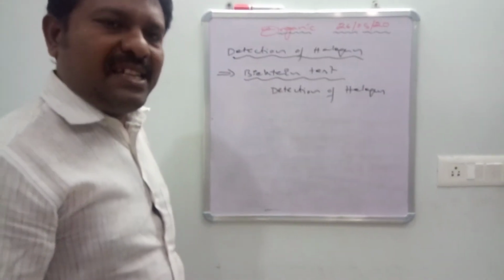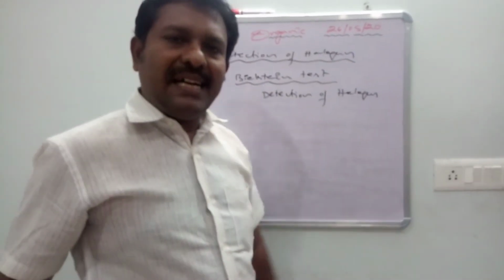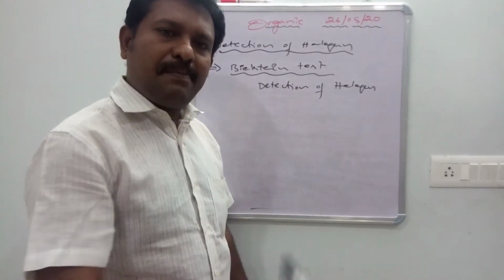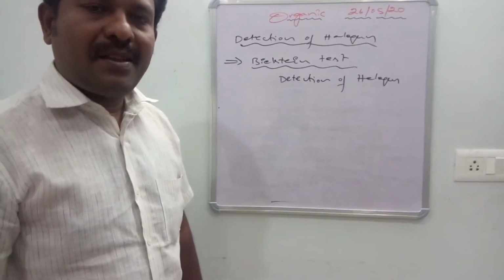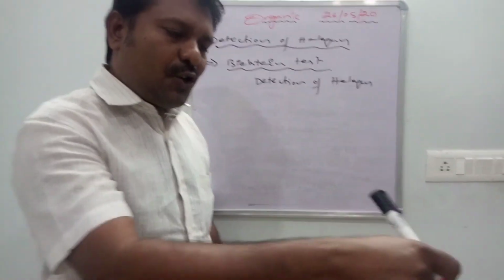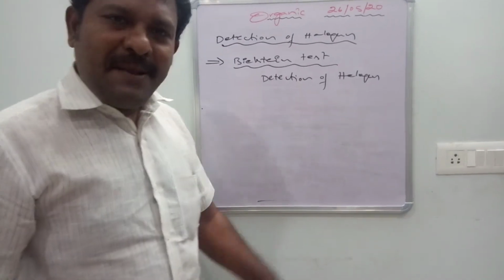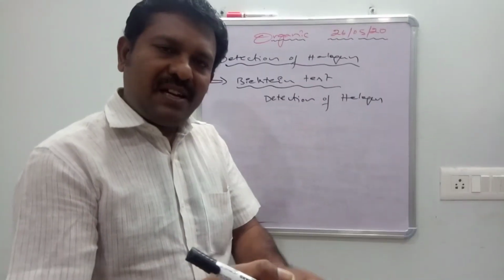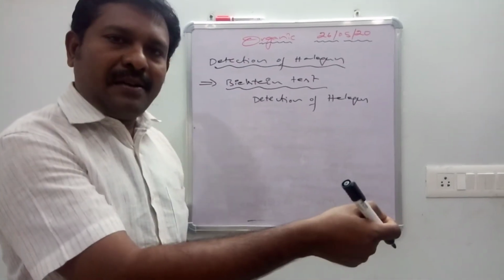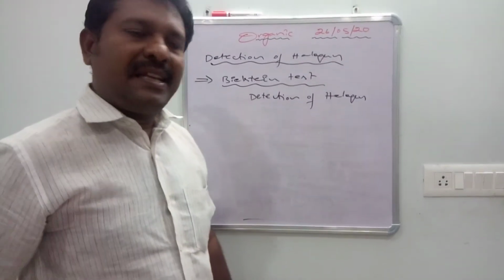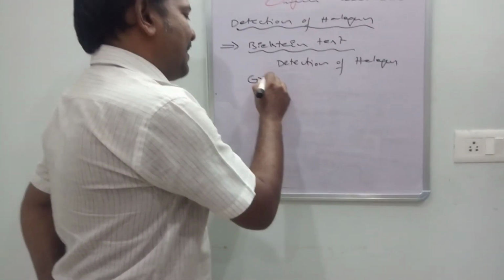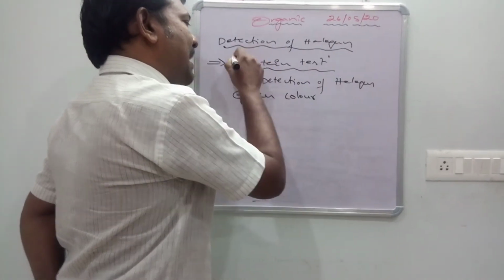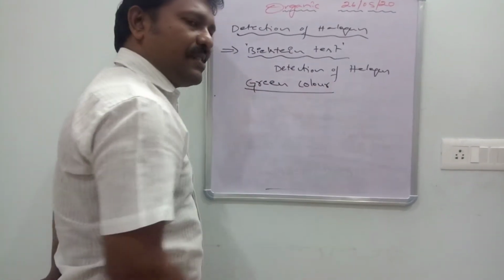What does the Beilstein test mean? A straight copper wire is taken. It is heated on a Bunsen burner. It gives a brick red flame. The heated end is touched with the organic compound, which may contain a halogen, and the copper wire is again put on the flame. It gives a green color flame. The green flame indicates the Beilstein test, it indicates the presence of halogen.